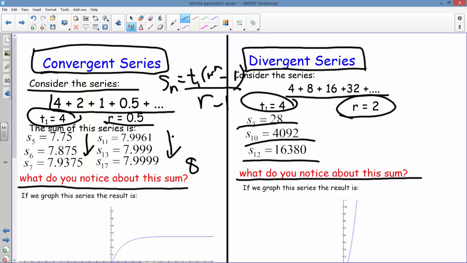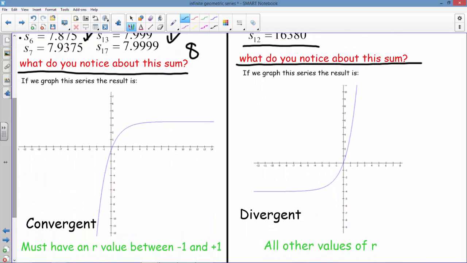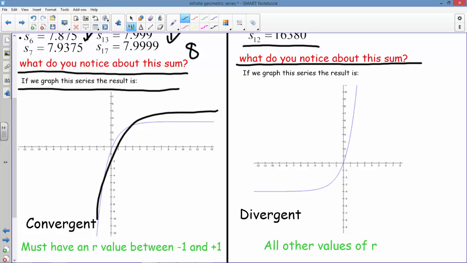Now, if we look at the graph of both of these, it actually shows a little bit. I just took a simple graphing software and I put in this series, and you'll see what happens to the convergent. It goes like this, and it sort of levels out. But the divergent goes up and up and up and just goes on forever up. Okay, that is really the key to this.